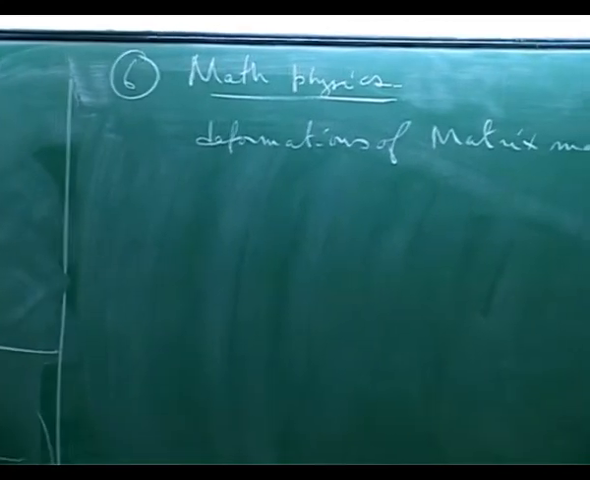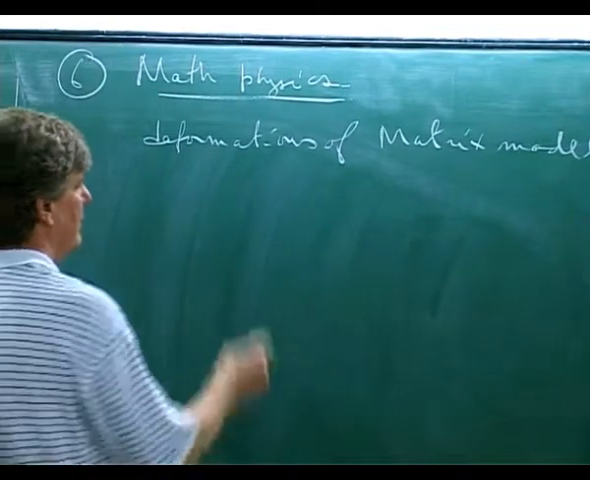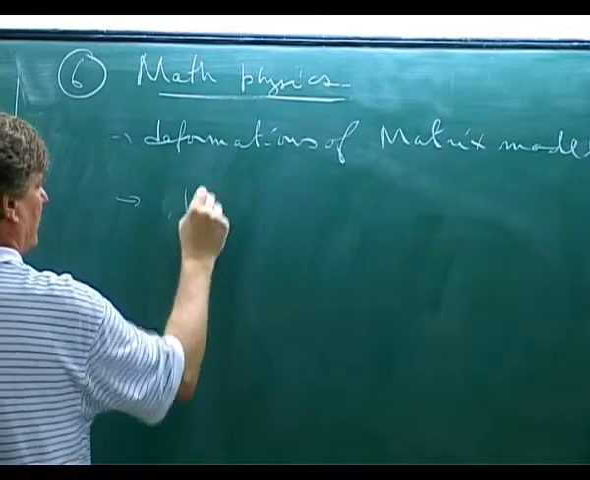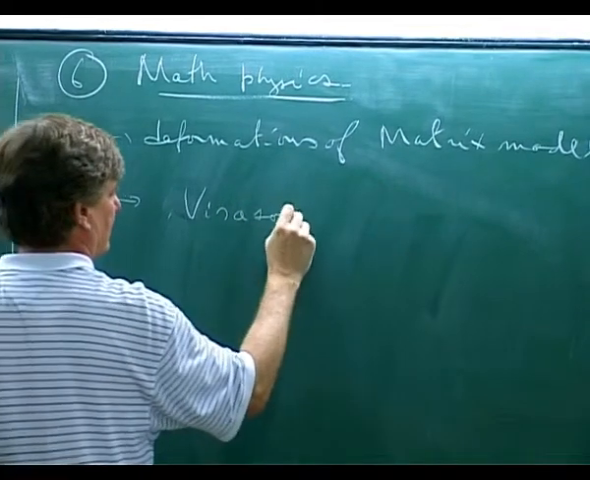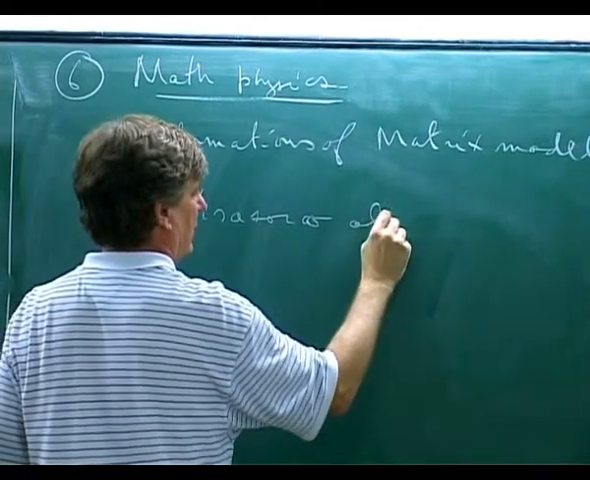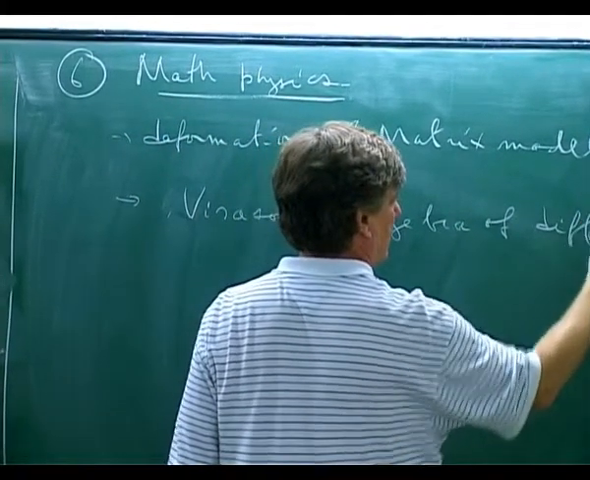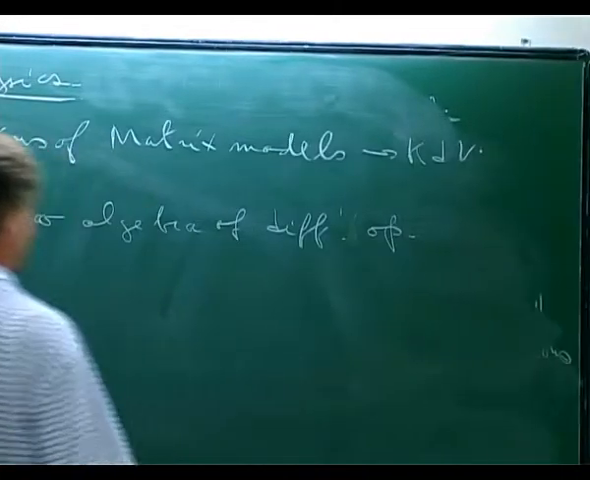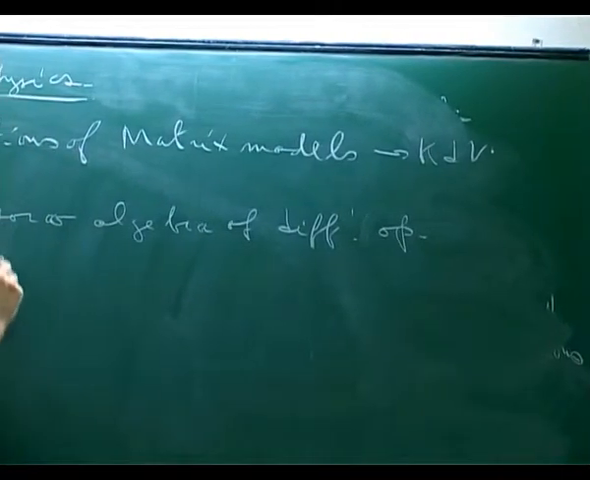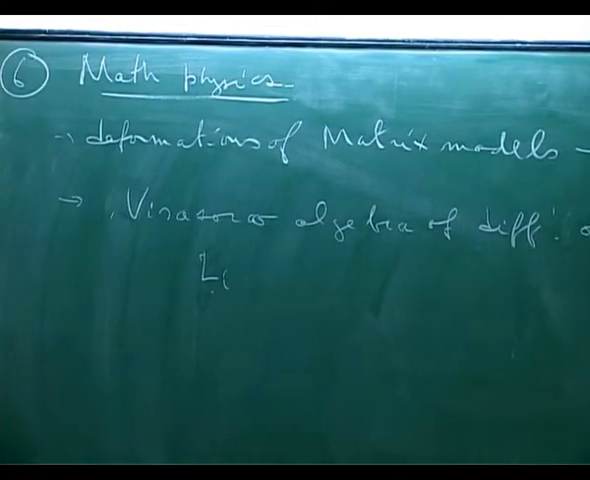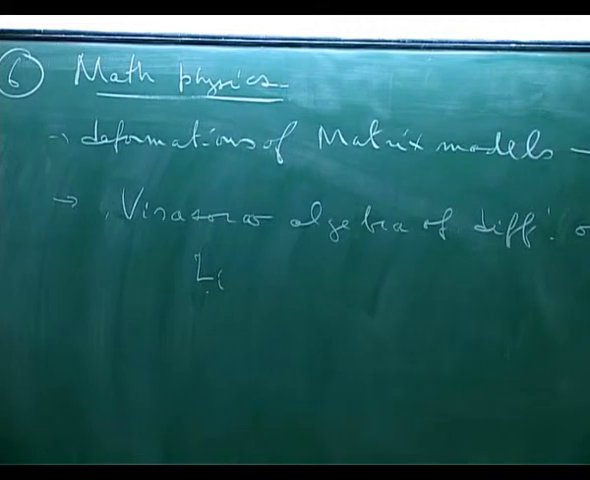KdV. Now, it's actually done here through a different path, which is kind of interesting in itself. You get a Virasoro algebra of differential operators. So these are operators L_i. And basically, it's the Lie algebra of the diffeomorphisms of the circle.